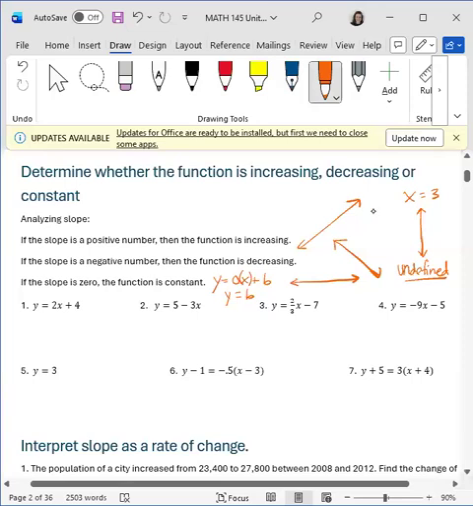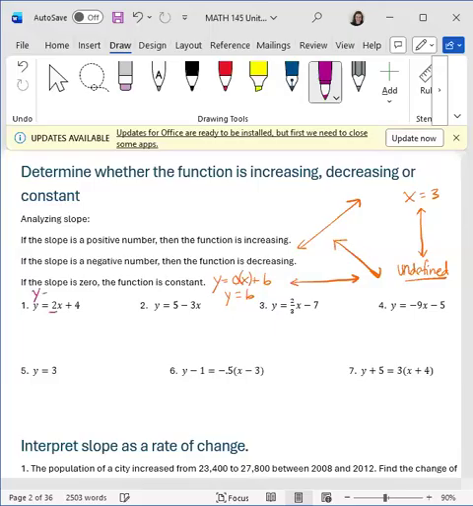Our first example, we have the equation y equals 2x plus 4. That's already in the format y equals mx plus b. So we're going to analyze the slope and just look at the sign. It's a positive number, so therefore this is going to be an uphill line and therefore increasing in behavior.